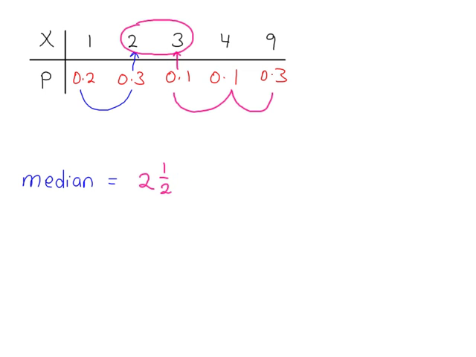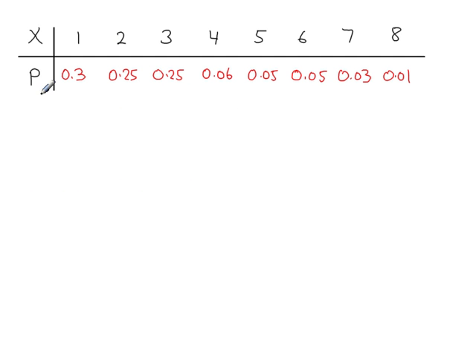Calculating probabilities from a discrete probability distribution table like this. So what's the probability that x is less than or equal to 2? Less than or equal to 2 means x could be 1 or x could be equal to 2, which means you have to add up these two probabilities. So the answer here is 0.55.